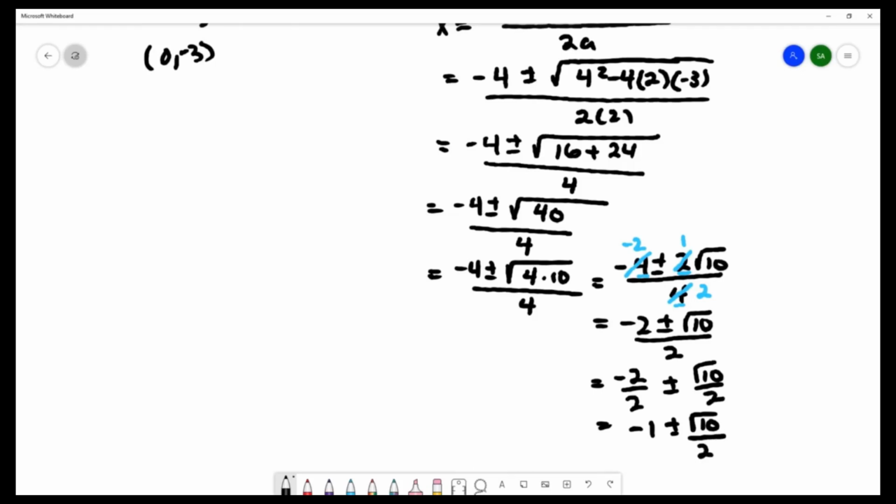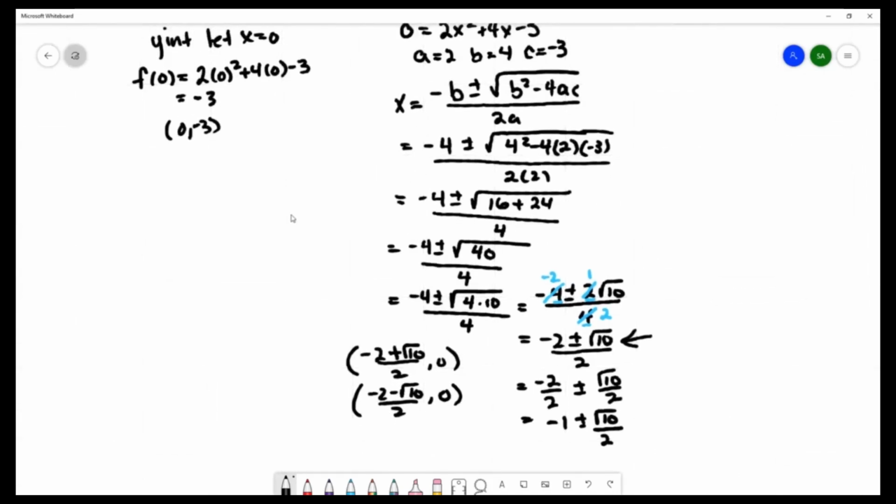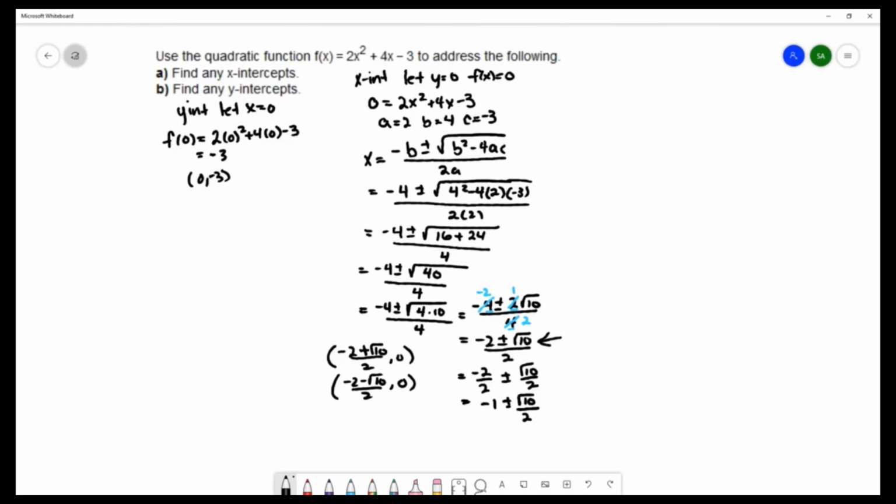So I would have x-intercepts of, let's go ahead and use this version of the answer, negative 2 plus square root of 10 over 2 comma 0, and negative 2 minus square root of 10 over 2 comma 0. So we've now found the x-intercepts and the y-intercepts of our quadratic function, which is 2x squared plus 4x minus 3.